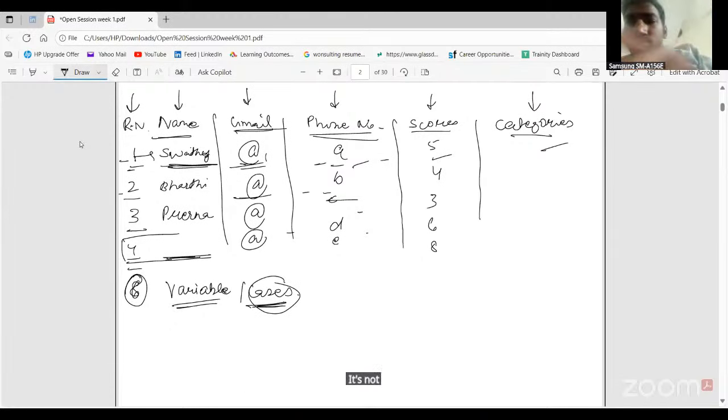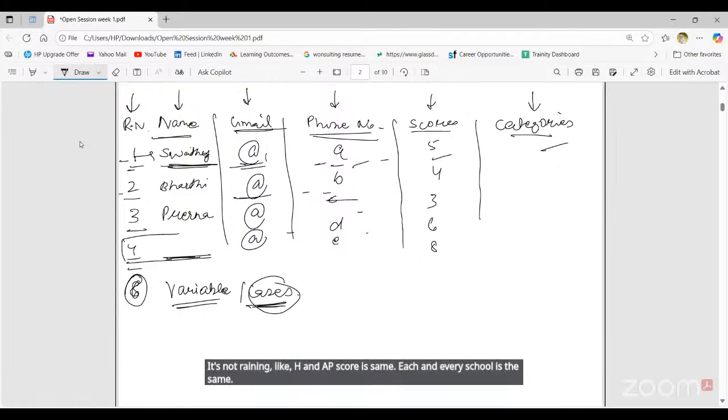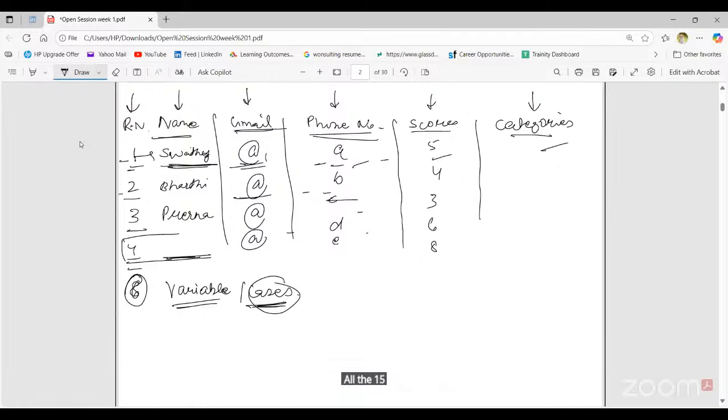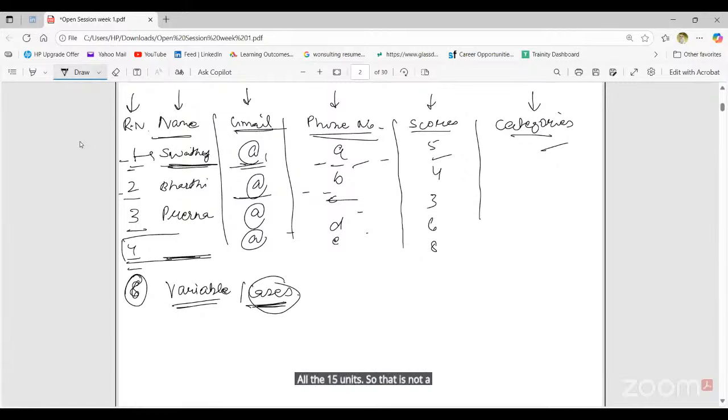Each and every score is the same. Yeah, I'm telling the same case, all the 50 units. Everyone has got good marks. Everyone got 5 out of 5 grade. So then it is not a variable, no? All the people will have a 5.